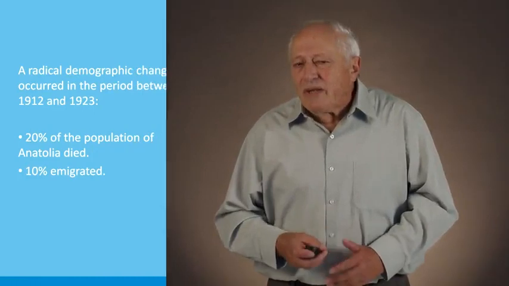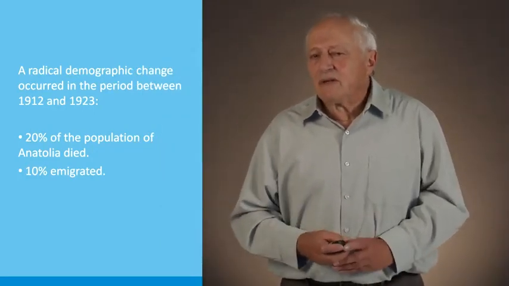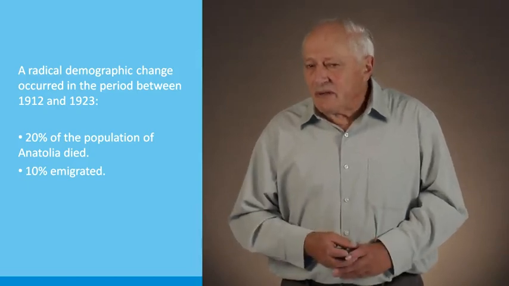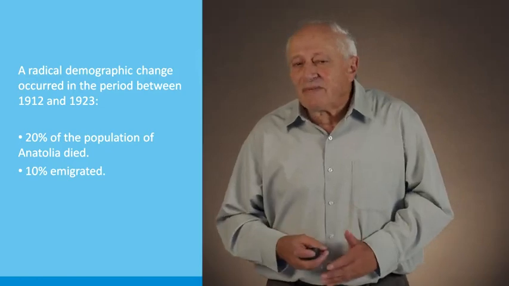In the period between 1912 and 1923, that is, the first quarter of the 20th century, there was a demographic disaster in the Middle East. 20% of the population of Anatolia, which is the major landmass of Turkey, died in that period due to wars and other afflictions. 10% of them emigrated.